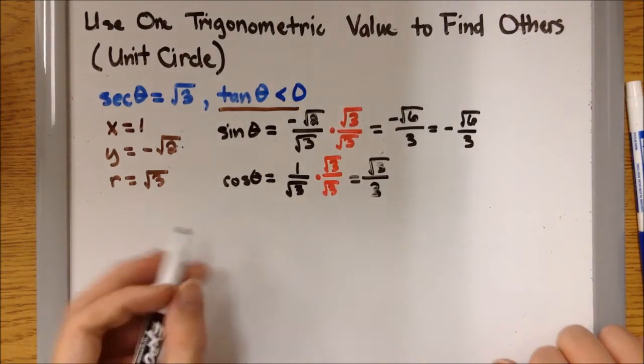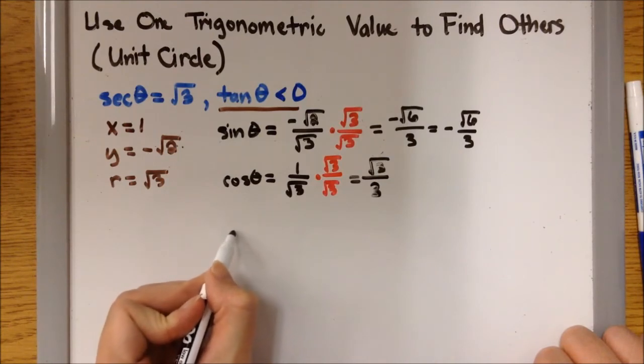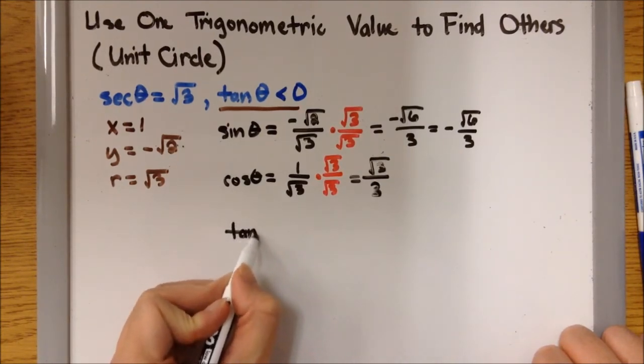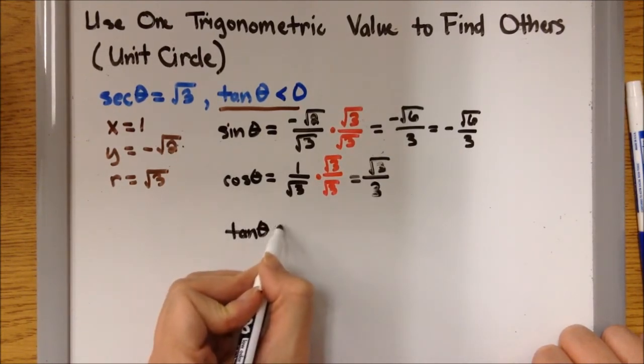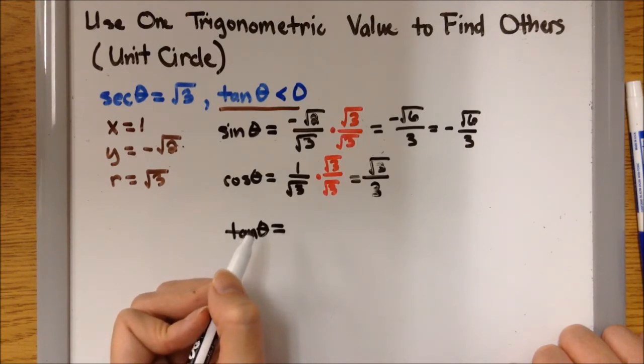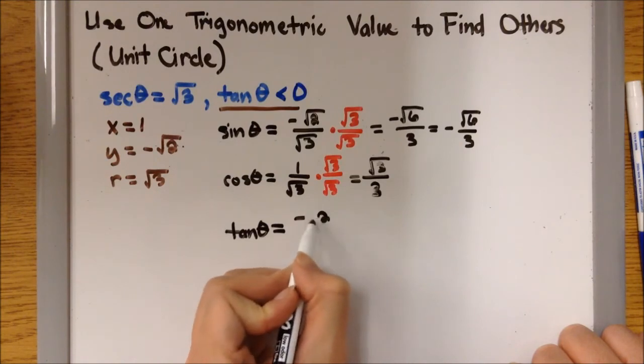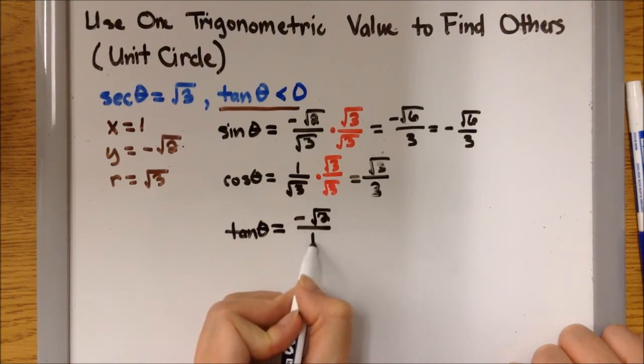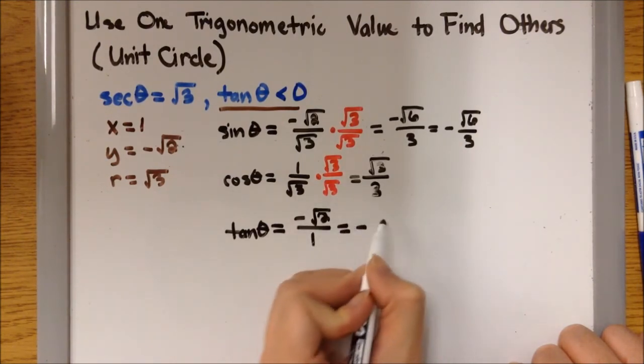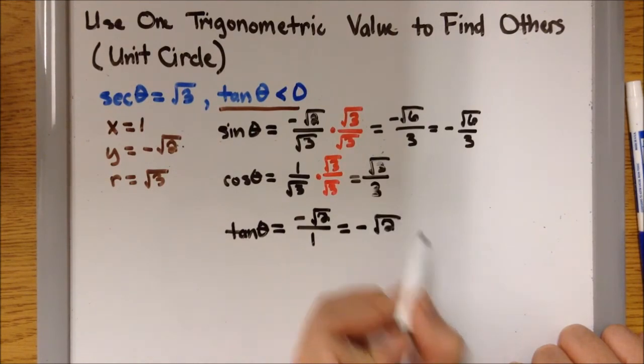Next, let's do tangent. Tangent is y over x, so y is negative square root of 2 over 1, which will just simplify to negative square root of 2.